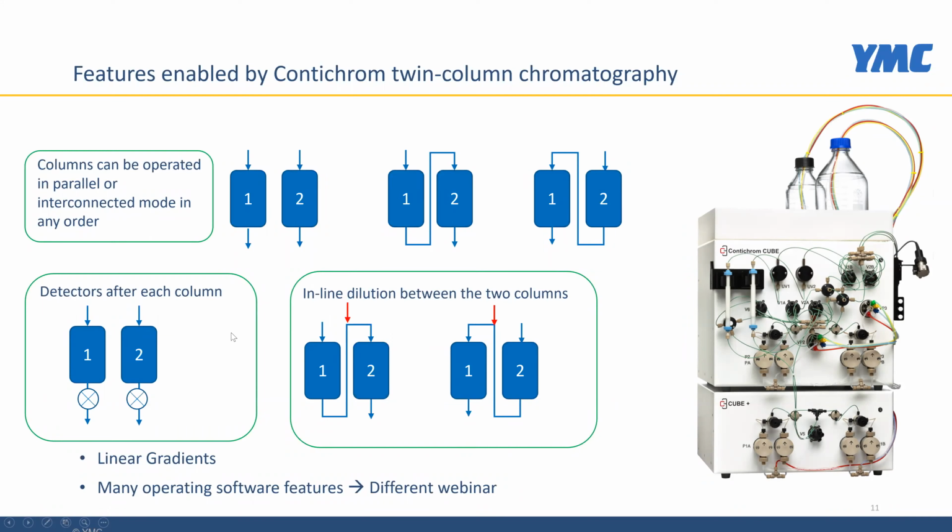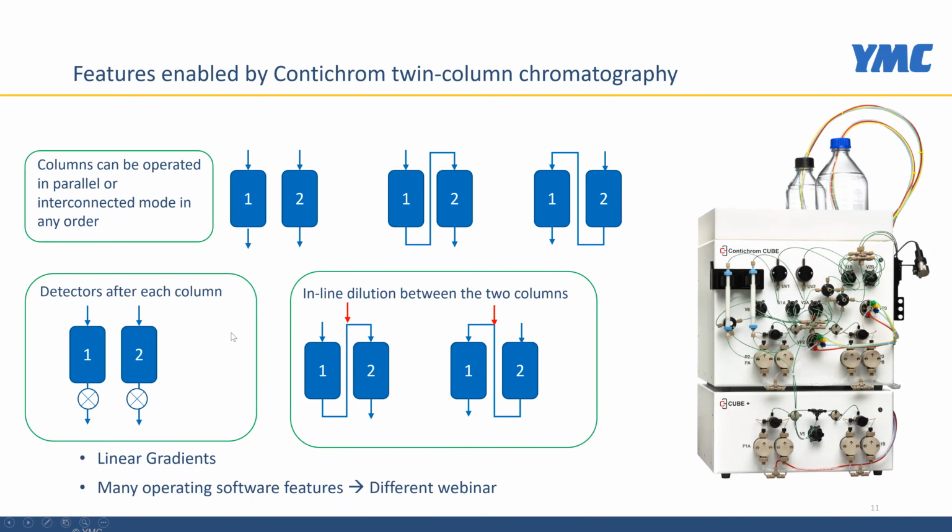outlet of each column. And we need to have inline dilution between the two columns. So whatever is coming out of column 1 needs to be conditioned before going into column 2. We at least need to have this option. It's required for the MCSGP process. We don't need it for the capture SMB process.